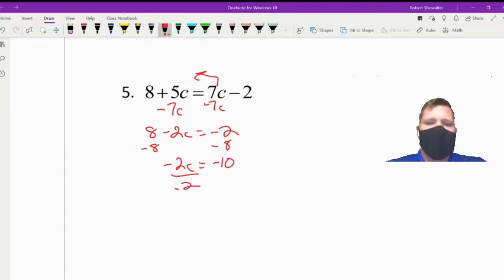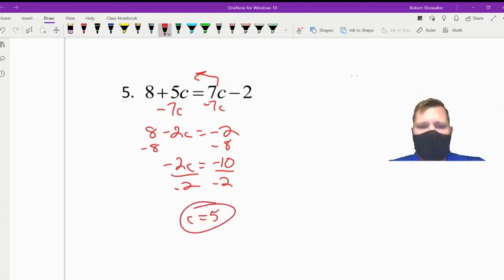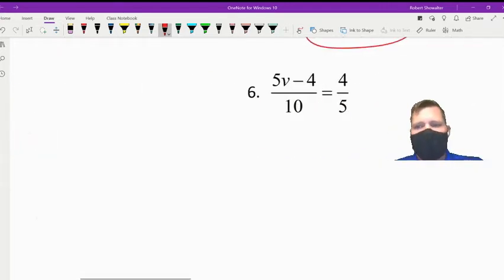I'm going to divide by negative 2. Divide by negative 2, we get c is 5. Get it? Next one. Pause it if you need more time.